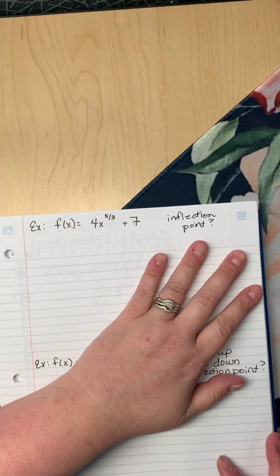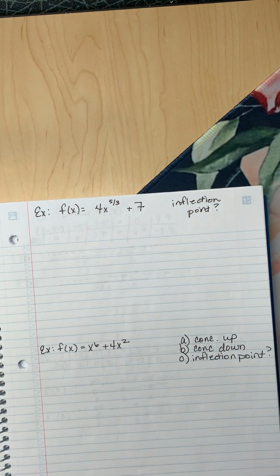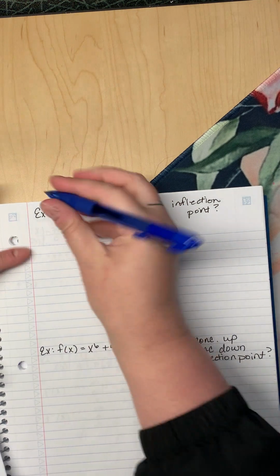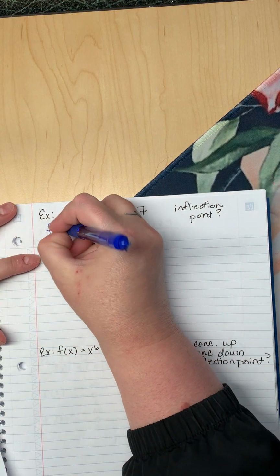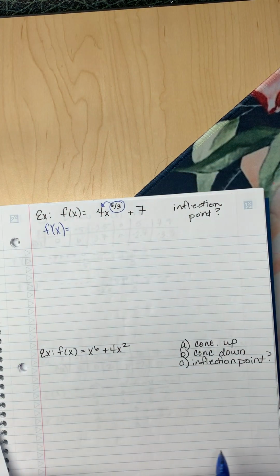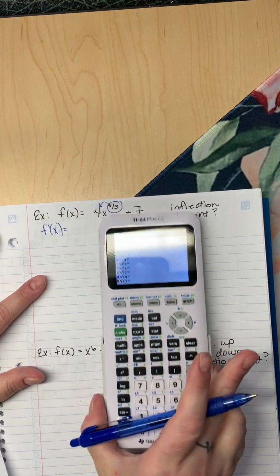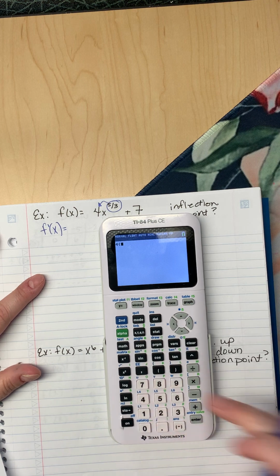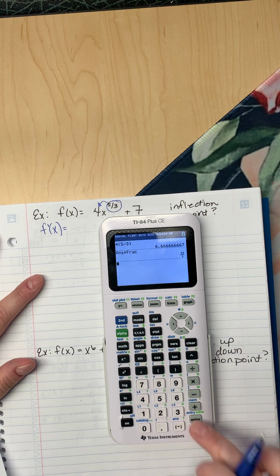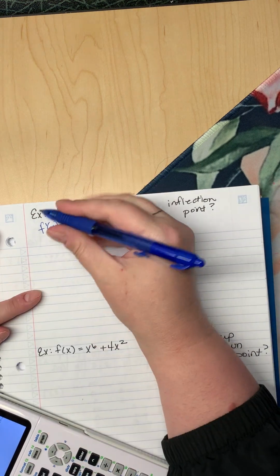The first one says, what's the inflection point? So we learned in the last video to find the inflection point, we have to find the first and second derivative. So let's find our first derivative. We take this fraction and bring it down and multiply it with that 4. You can put that in the calculator if you want. You can say 4 parentheses 5 divided by 3. Then press math, enter, and I got 20 over 3.